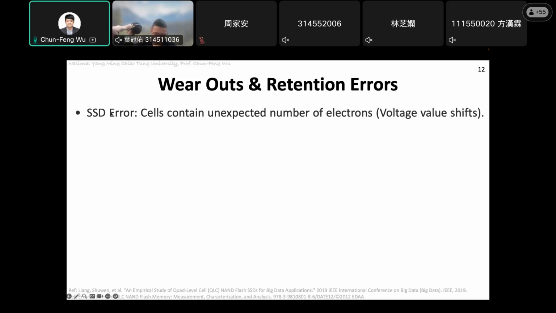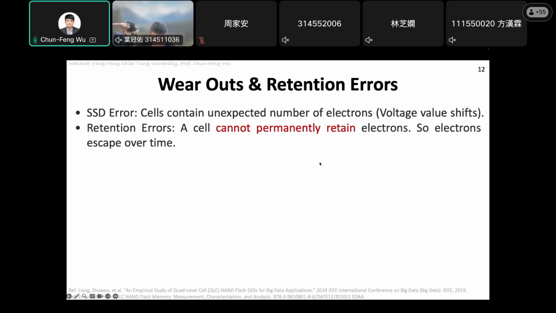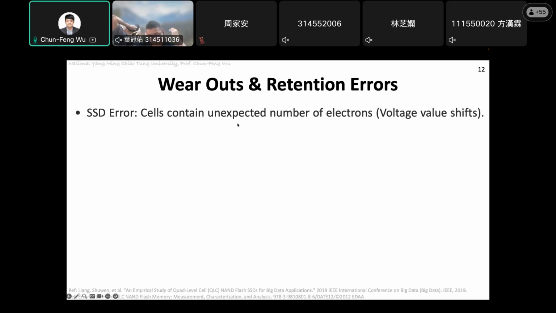Conceptually, an SSD error means cells contain an unexpected number of electrons. So its voltage value shifts, which means that if you use the same read voltage, let's say 2 volt, you cannot read out the state that you expect. You expect there to be enough electrons inside the floating gate, but because some error happened, the electrons flee the floating gate, so the number of electrons will not be the same.